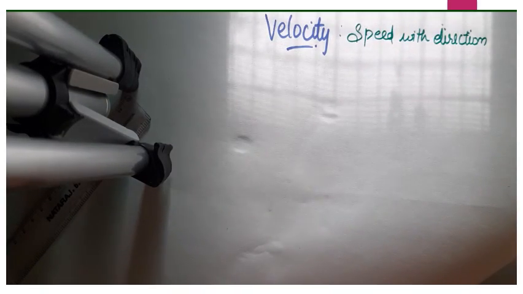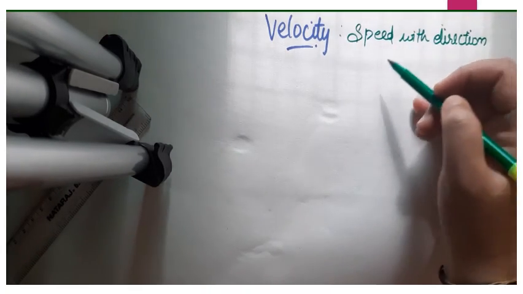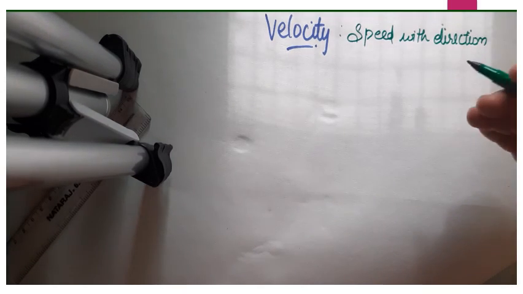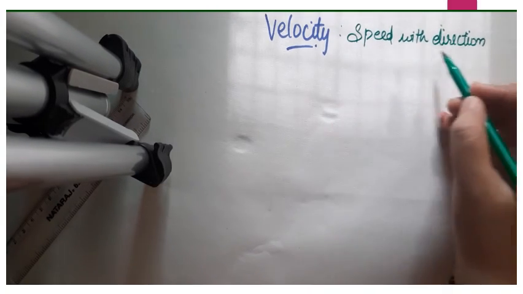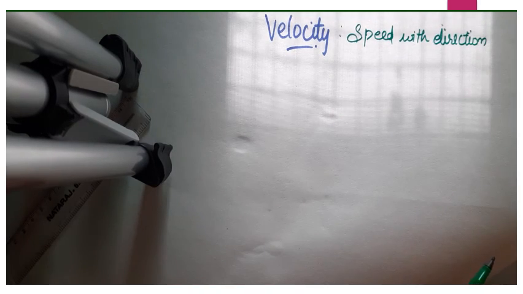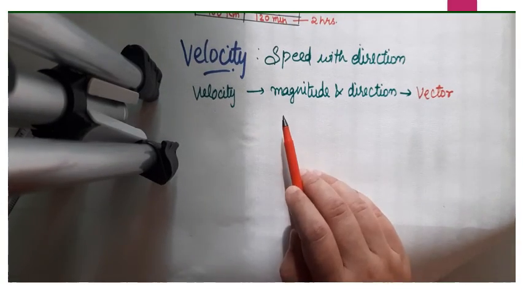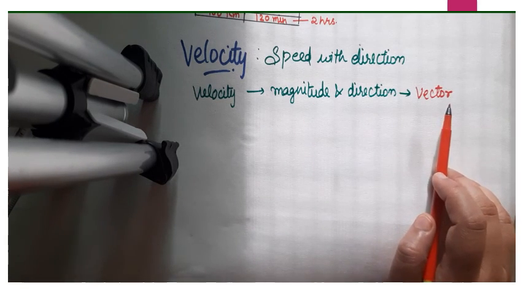Next, we study about velocity of an object. The velocity of a moving object is also defined as its speed with direction. So if you define not just the magnitude of speed of an object but also its direction, then it is called velocity. So we can also say that velocity is the speed of an object moving in a particular direction. So we see that velocity of an object comprises both magnitude and direction. Hence it is a vector quantity.